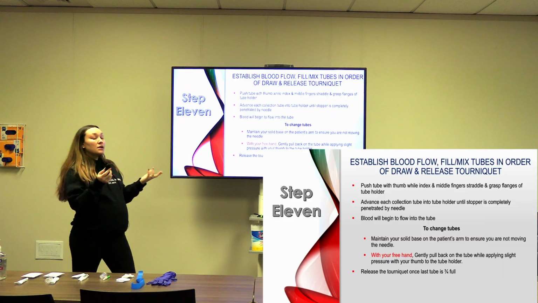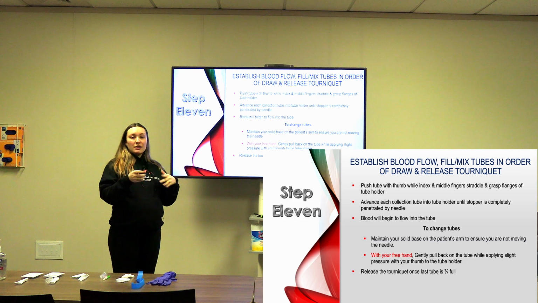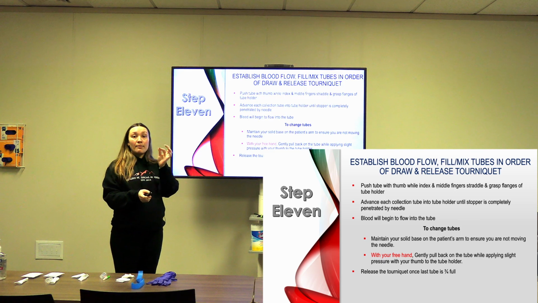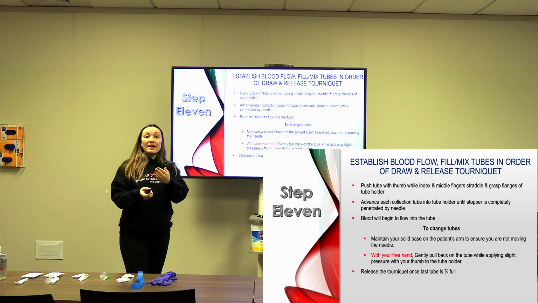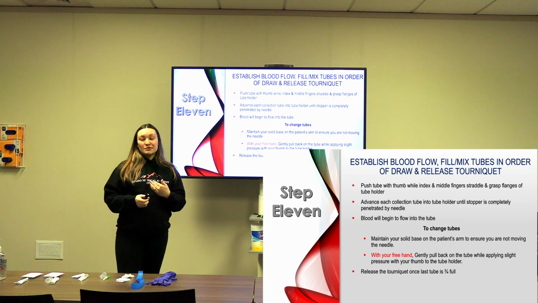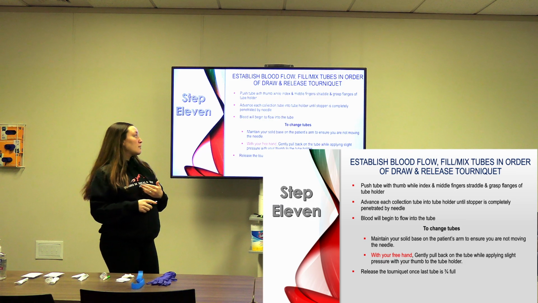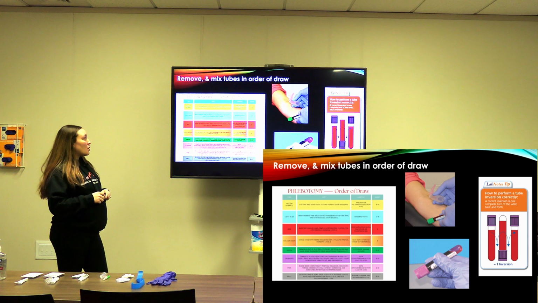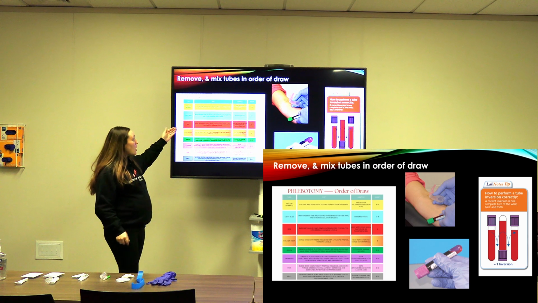Oh, we'll just back up a little bit. So, collect all of the tubes that you need for all of the tests that you need. On the last tube, we're going to pop the tourniquet off and let the tube fill while the tourniquet is off before we end the venipuncture. We're removing and mixing the tubes in the order of draw. Okay, this is our order of draw.